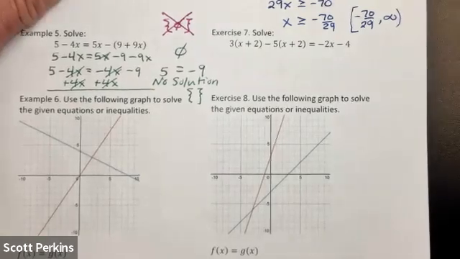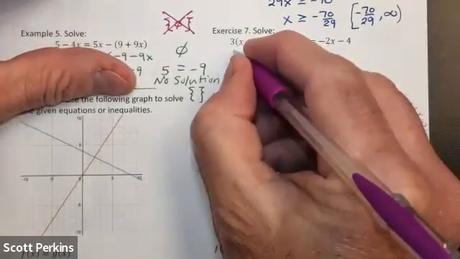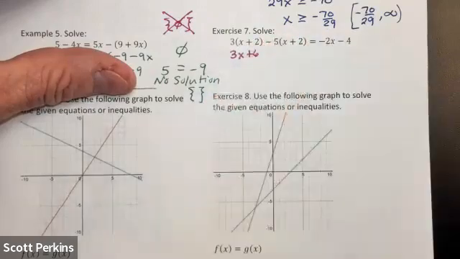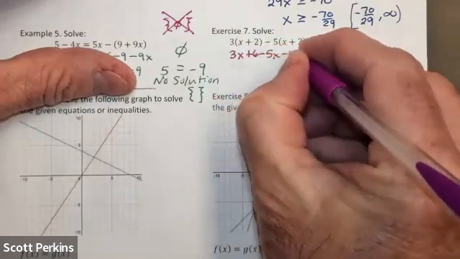Okay, so exercise 7, let's go ahead and distribute. I've got 3x plus 6, then minus 5x minus 10.